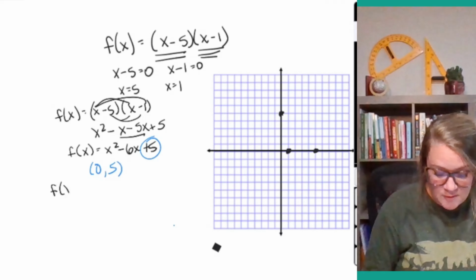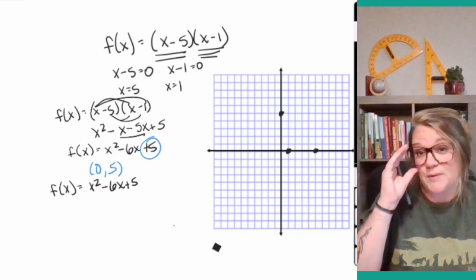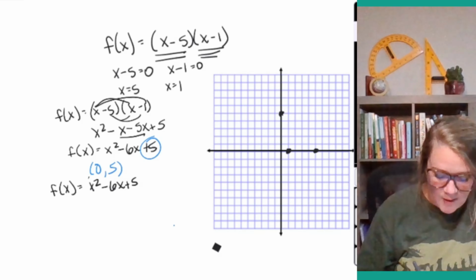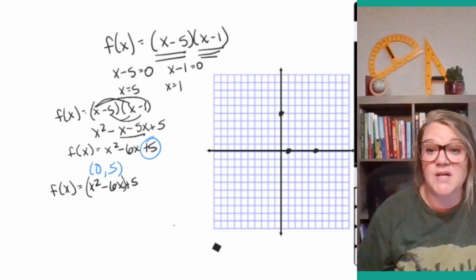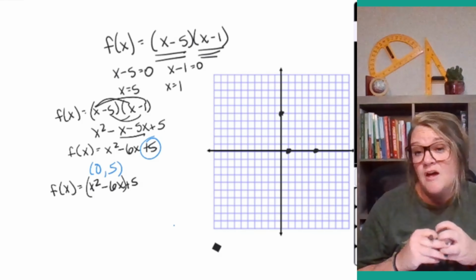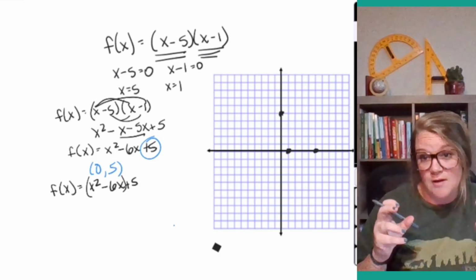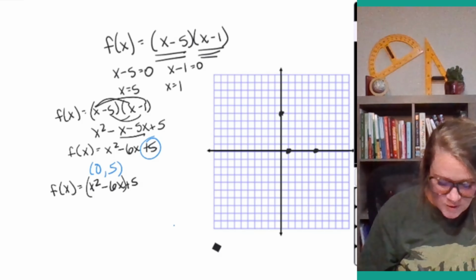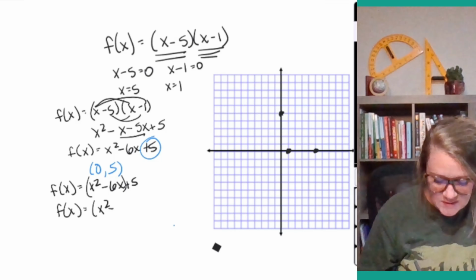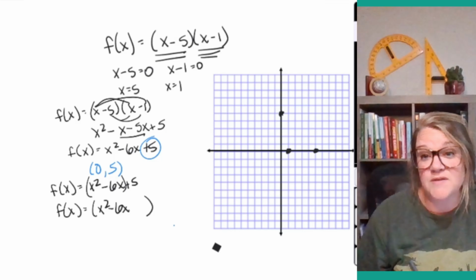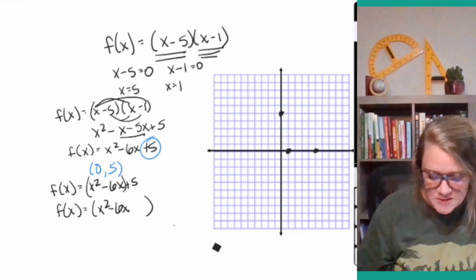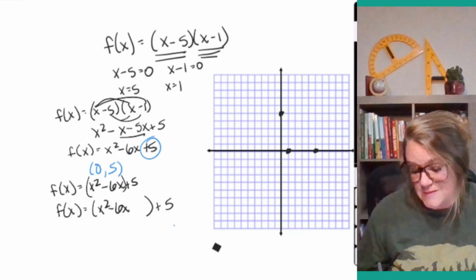So I'm just going to copy down my standard form. We have x squared minus 6x plus 5, and we want to complete the square. So remember to do that, we're going to group these two first terms together, and we're going to leave a little space for me to add my magic number in that space. So we're going to have f of x equals x squared minus 6x in parentheses, but leave a space, and then that plus 5 stays outside of the parentheses.